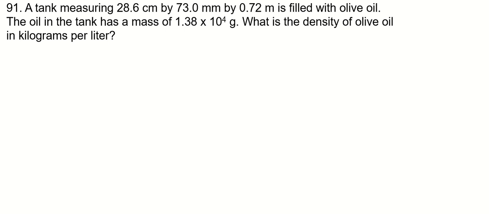Right, so we have a tank with these dimensions here, and they're all in different units. So that's going to mean we've got to convert them all to one unit. We'll do that to the base. We can multiply them and get the volume. The mass is given to us right there in scientific notation, and it's asking us to calculate the density.